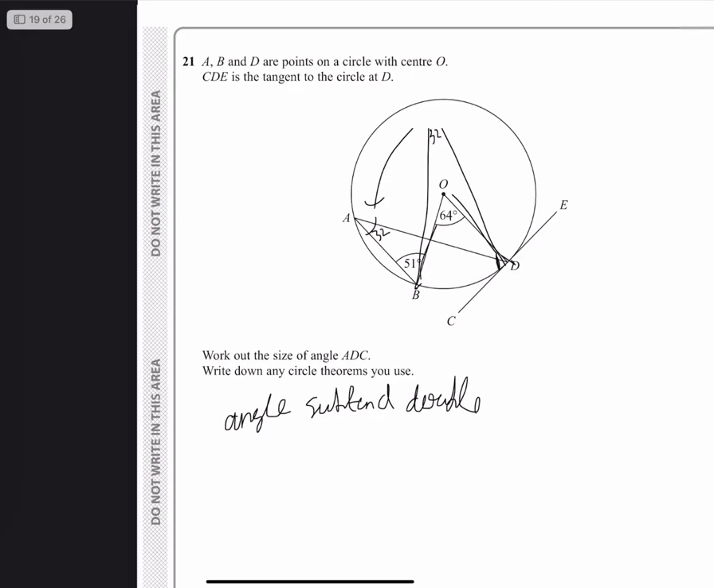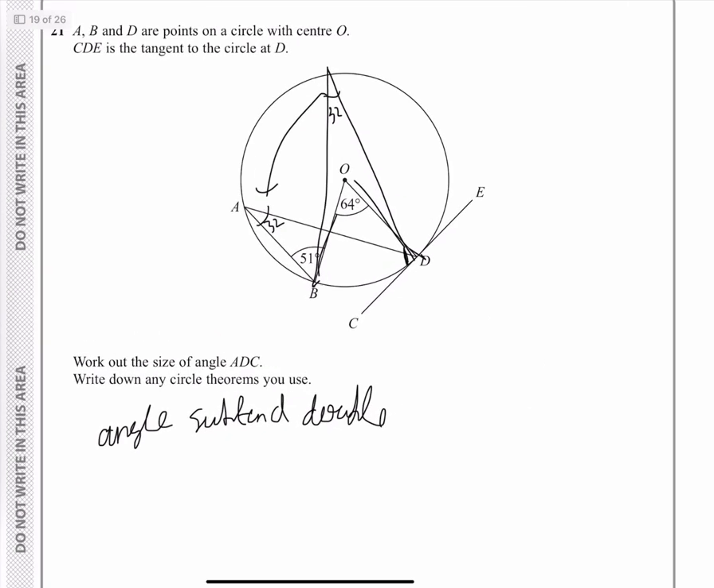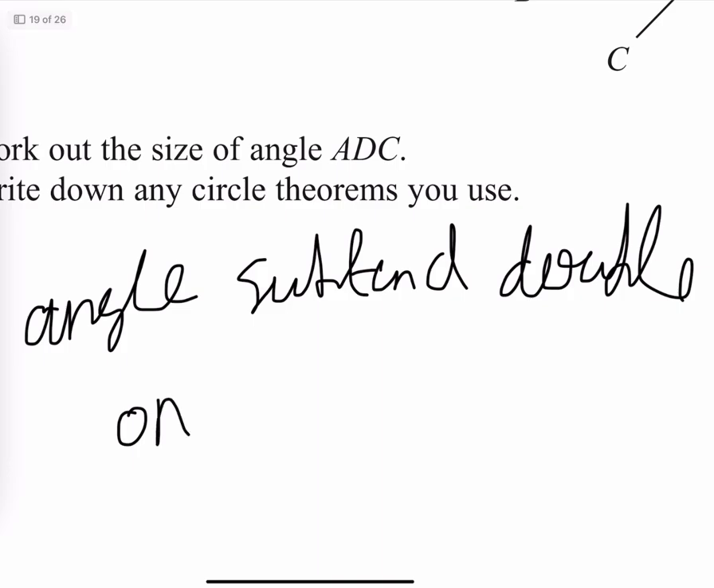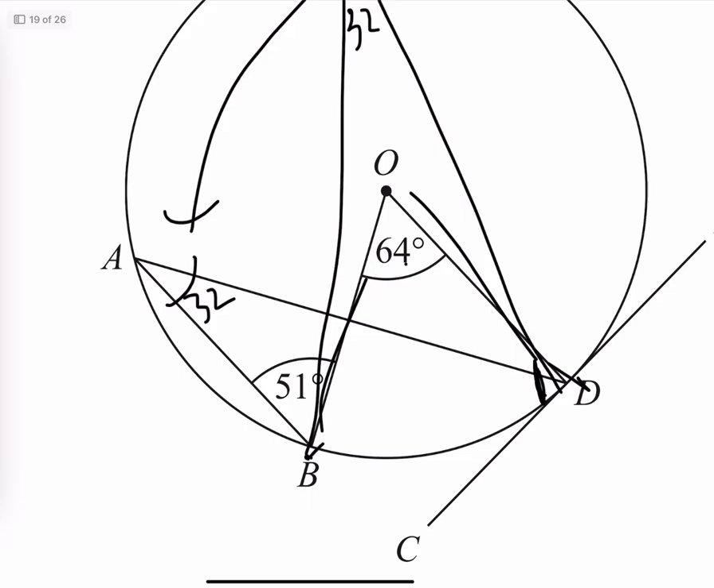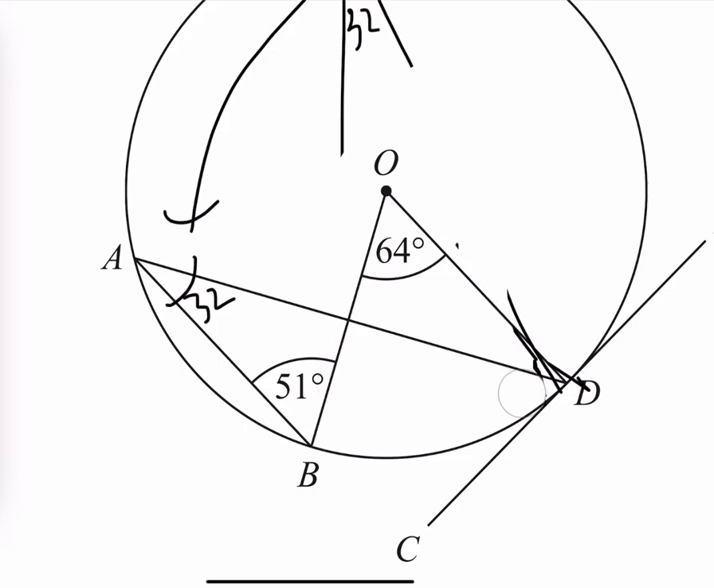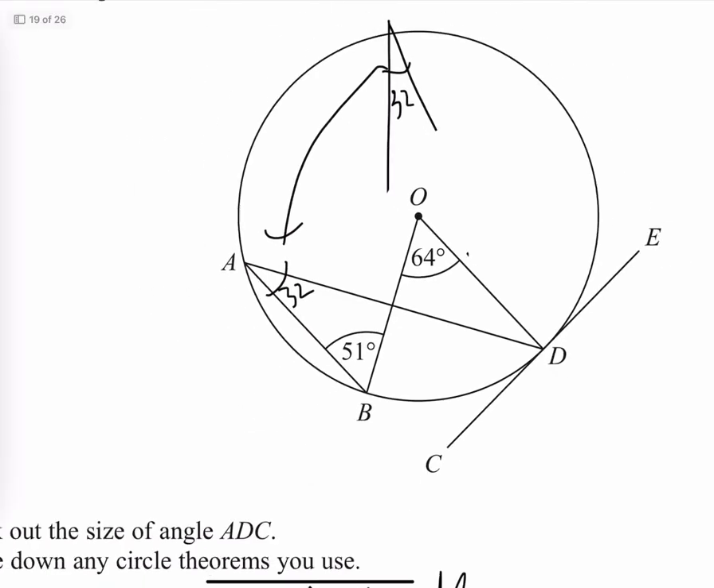Angle sub 10 double, that's the main thing. And then on the same arc. That's what we've used so far. I'm actually going to rub that out. That wasn't helpful for me, and I can't see the diagram as clearly. So we've now got that's 32. So now all this adds up to, we're looking for ADC, aren't we?